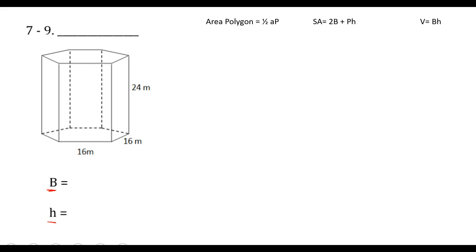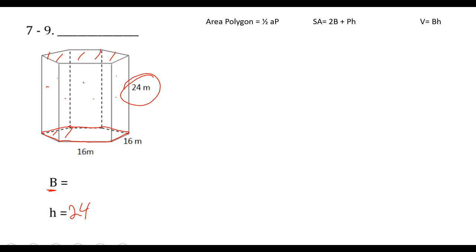Well, the height they already give you, right? It's 24. Why did I know that? Because I know this is the base. Whatever the base is makes the shape. I don't care about the rectangles that are on the sides. None of those are the base. The base is the polygon that is created at both ends of your shape.